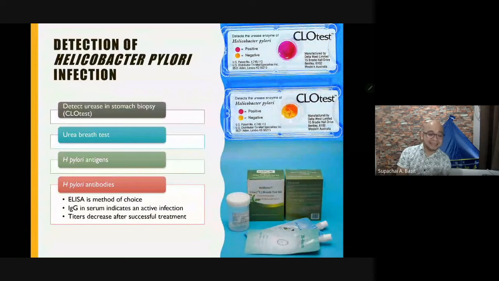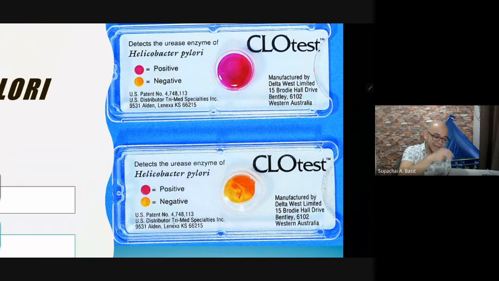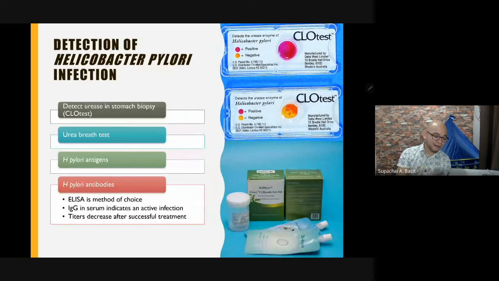So how do we detect Helicobacter pylori infection? First, we can detect urease in a stomach biopsy through a flow test, which is commercially available. So we just add the biopsy material here, and if it turns dark pink, then it's positive for Helicobacter pylori. Negative, yellow means it's negative for Helicobacter pylori.